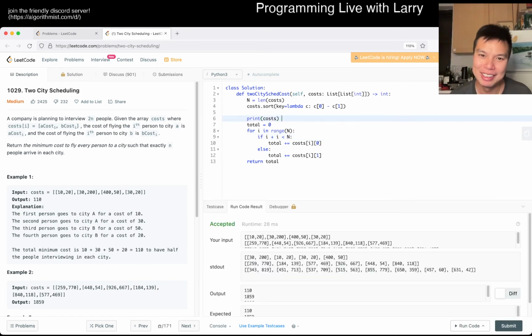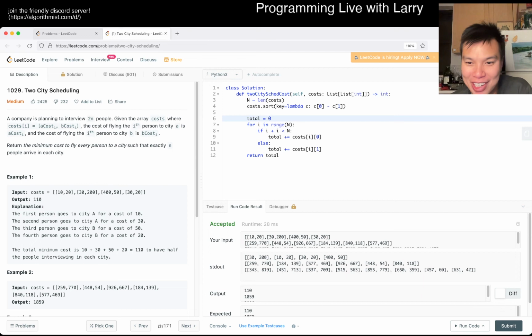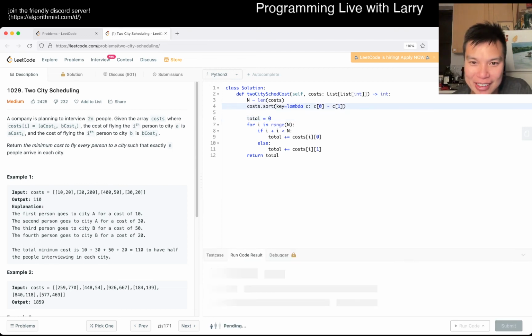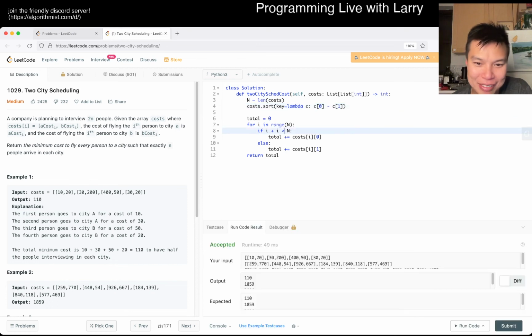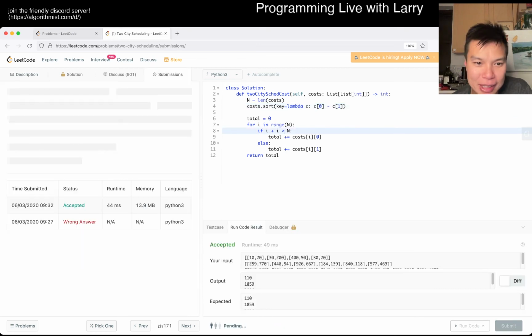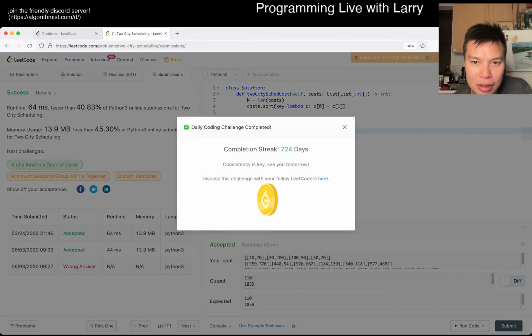Okay, I am just bad at this. I look so cool too, right? Larry comes in, writes a 10-line code, and it's very tight and small, and then I mess it up by having a wrong sign. Okay, so let's give it a submit. And that's good. That looks good.